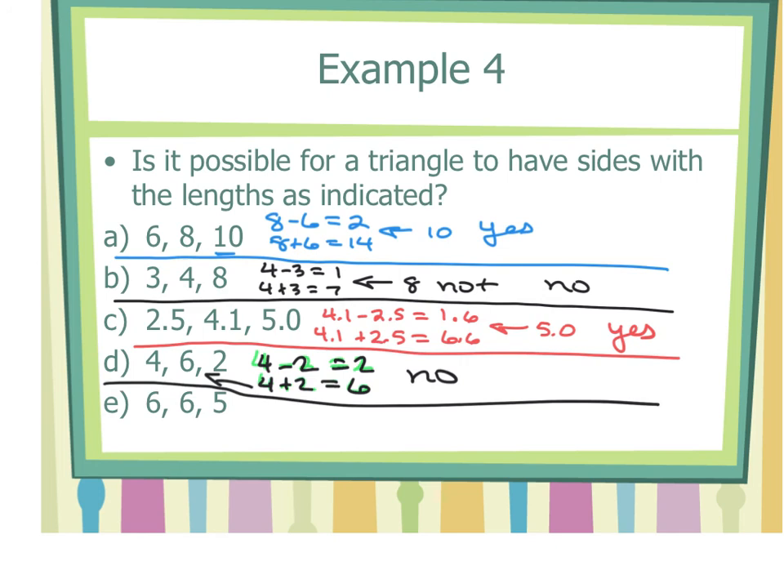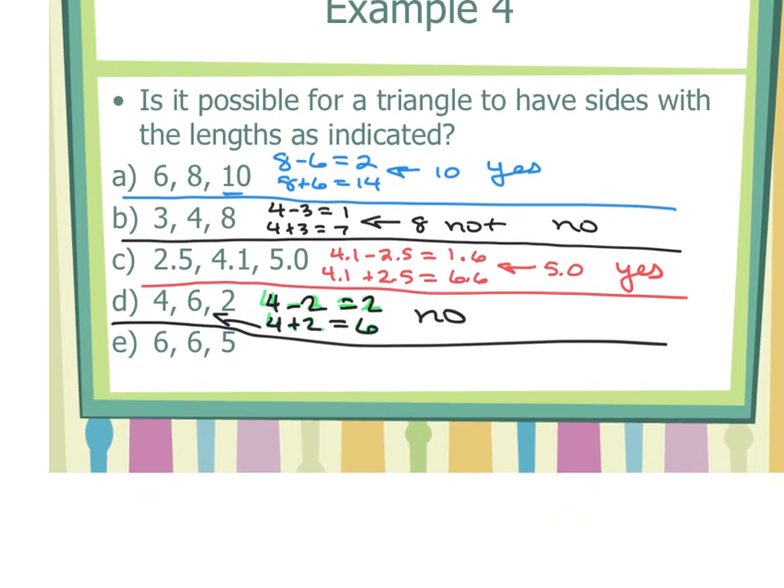And then the last one, again, take the two smaller numbers, I'm going to add and subtract 6 and 5. So 6 minus 5 is 1. 6 plus 5 is 11. So because 6 is in between, this one is yes. And that is it for section 6.5.